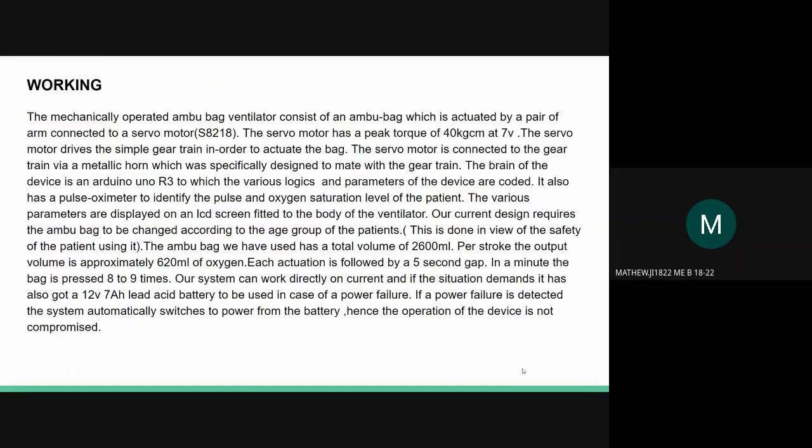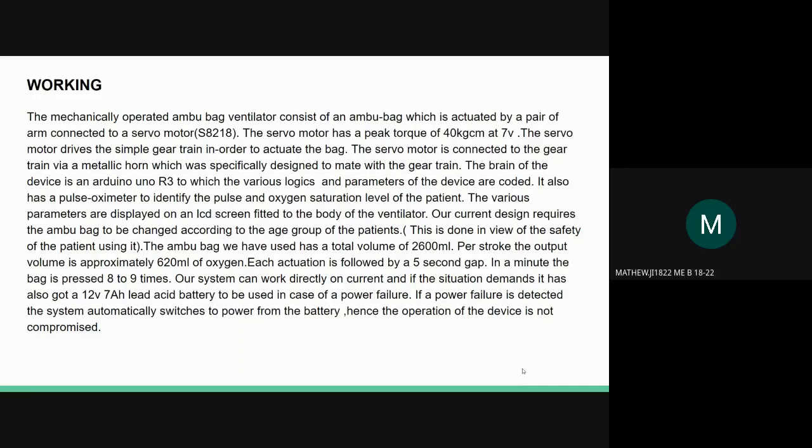Working. The mechanically operated Ambu bag ventilator consists of an Ambu bag which is actuated by a pair of arms connected to a servo motor S8218. The servo motor has a peak torque of 40 kg/cm at 7 volt. That is specifically why we had changed from stepper motor to servo motor. In our earlier design, we had used a stepper motor, but we couldn't produce enough torque to effectively press the bag. So we changed it to servo motor.